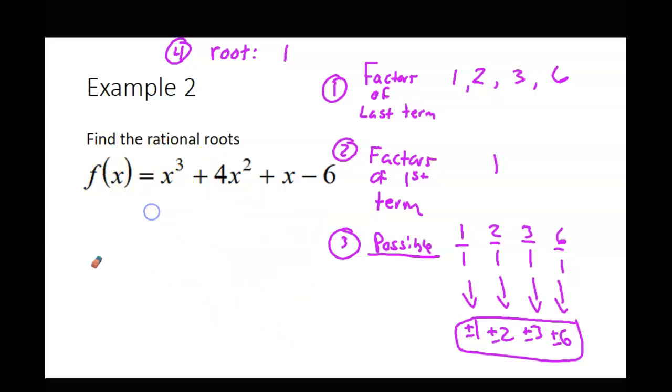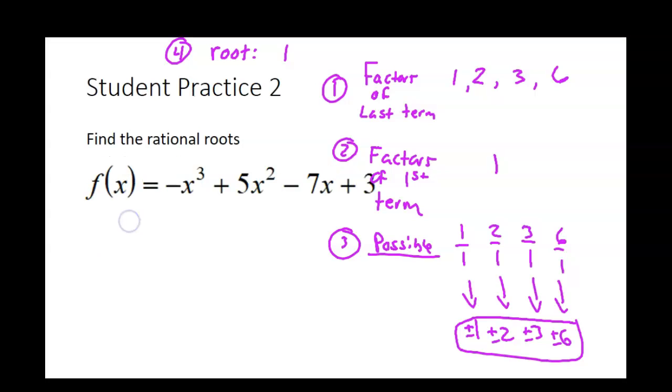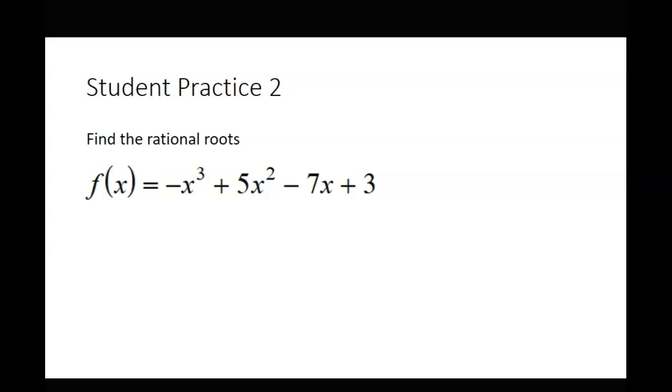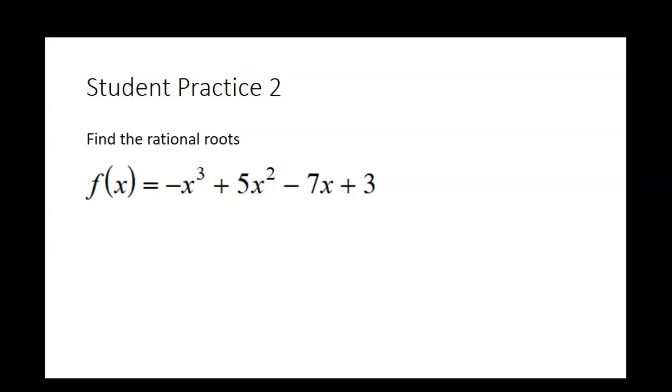Okay? But I don't want to spend too long on this. You guys got the idea, right? You just plug them in until you get it. So I want you guys to do the same thing on this student practice. I want you to find out what your possible roots are, and then start plugging them in to see which ones actually are roots, and see if you guys can find some before the class is over. Okay?